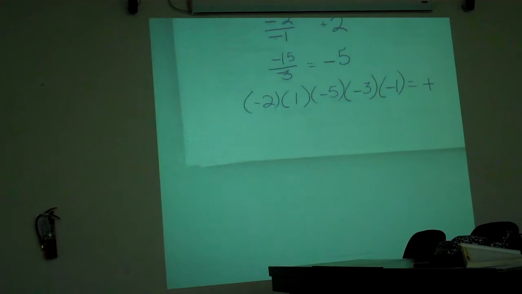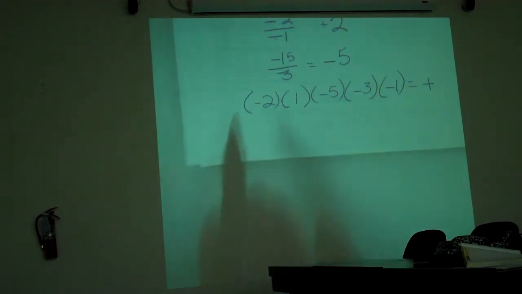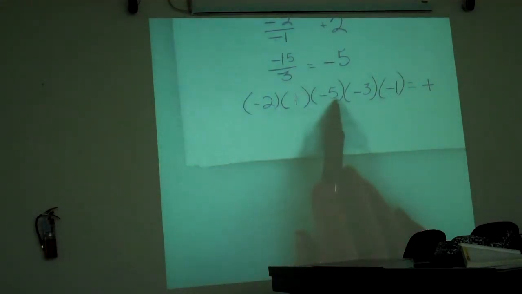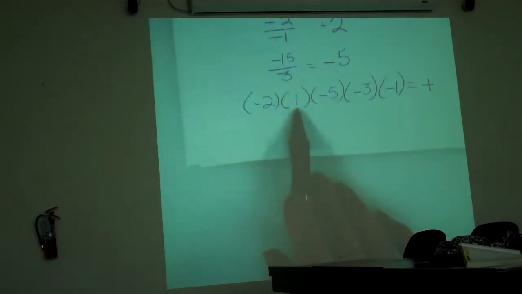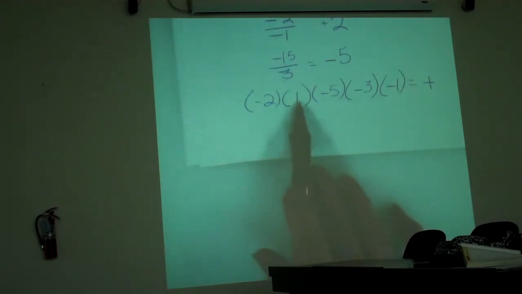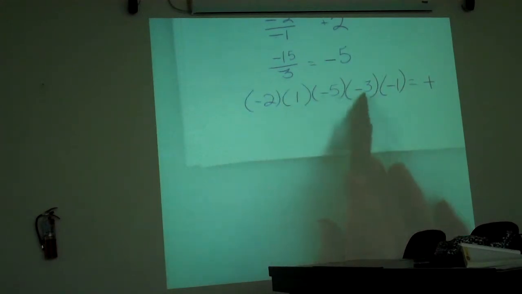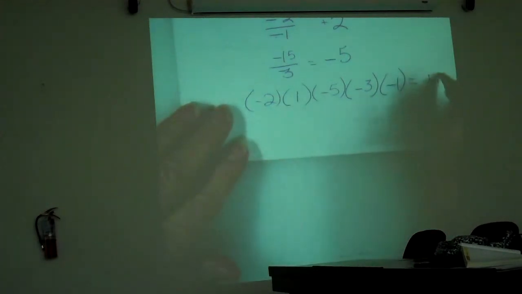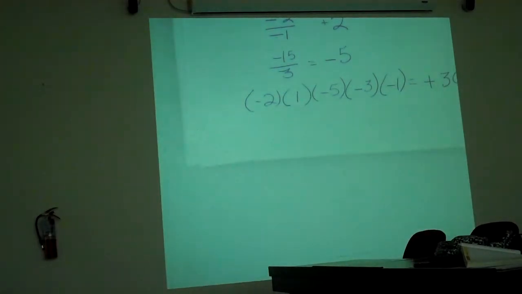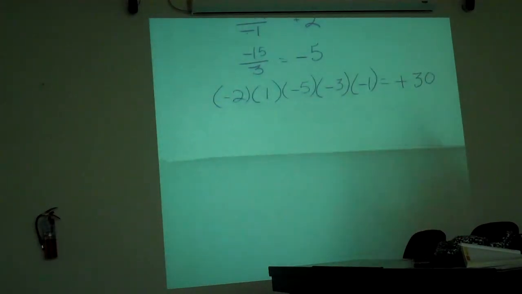So now all you have to do is your multiplication. 2 times 5 is 10. Why did I ignore that? Because it's a positive. Yeah, 2 times 1 is still 2, right? Times 5 is 10. 10 times 3 is 30. Times 1 is still 30, right? Okay.